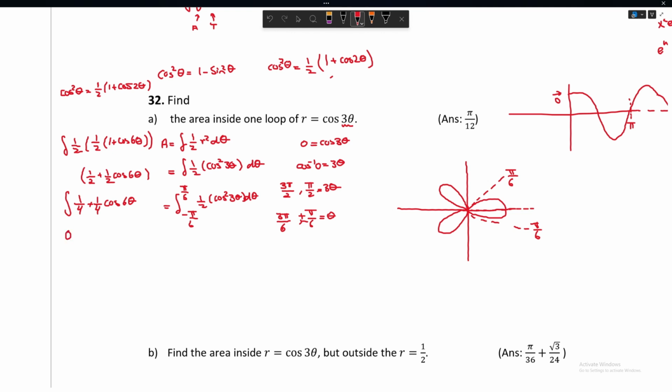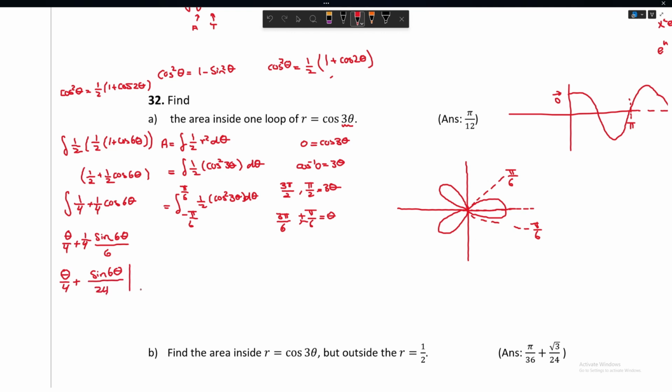Now the integral of 1 over 4 is just theta over 4, plus the integral of 1 over 4 cos 6 theta. The 1 over 4 will stay, right? And what I'll get is sine 6 theta, positive sign, divided by 6. So you'll get theta over 4 plus sine 6 theta all over 24.